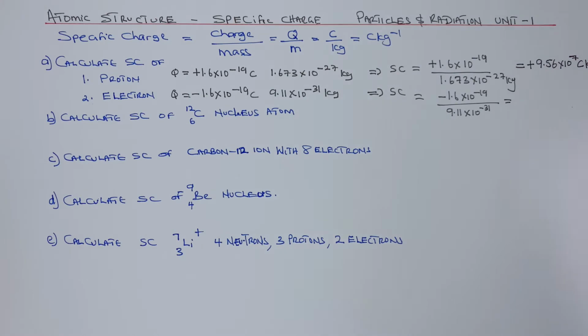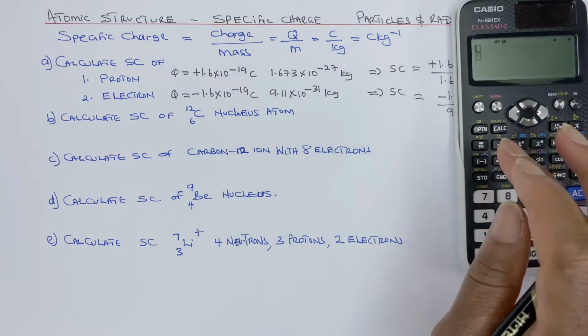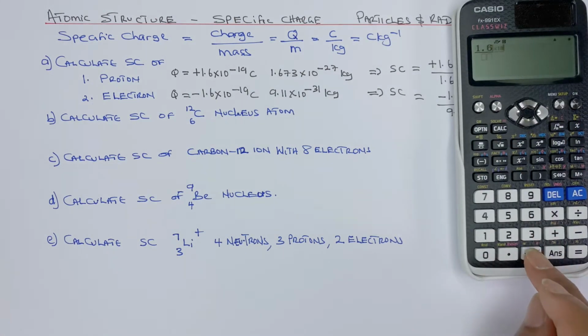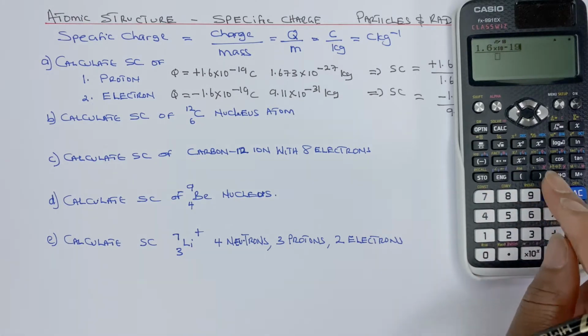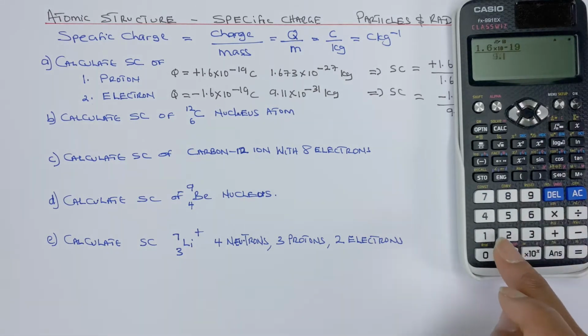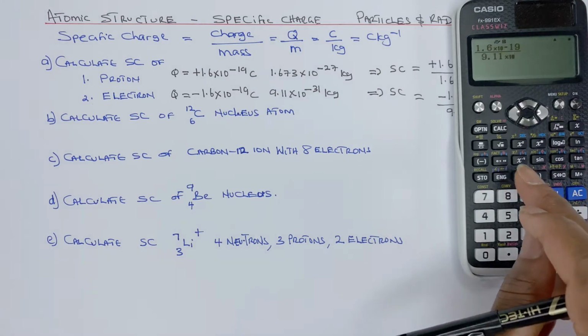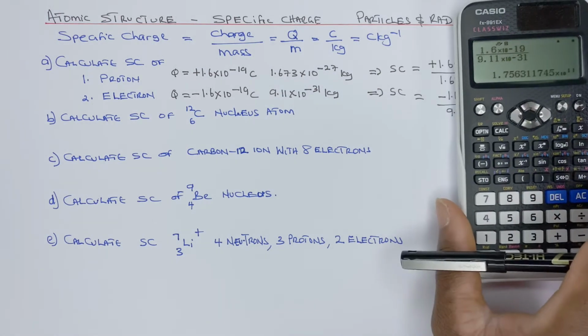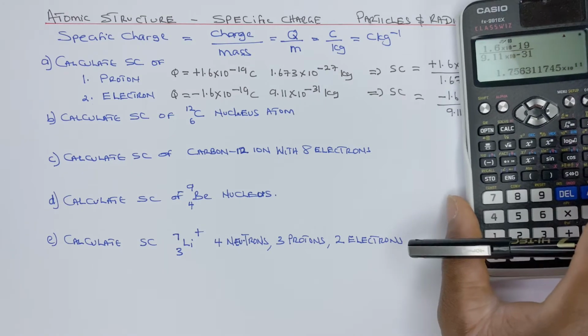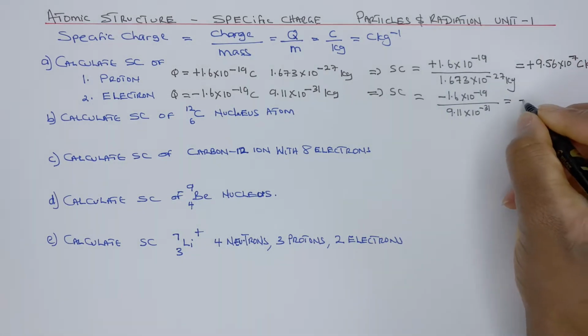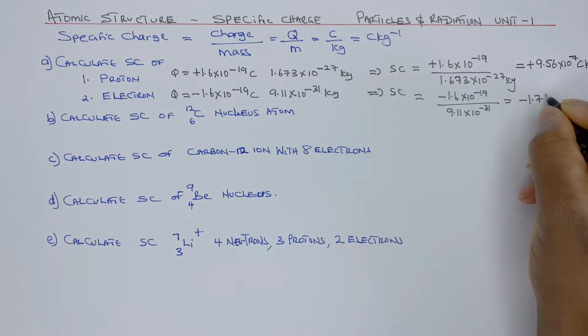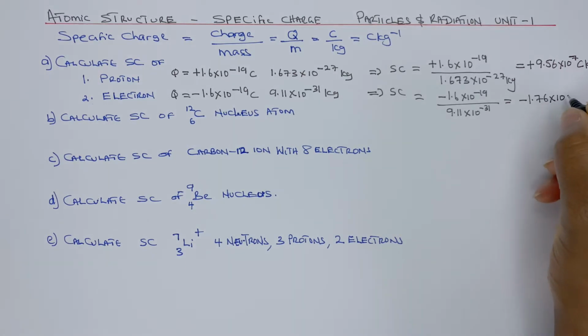When we plug that into the calculator, again use the fraction key, 1.6 times 10 to the power minus 19 over 9.11 times 10 to the power minus 31. So that will be minus 1.76 times 10 to the power 11 coulomb per kilogram.